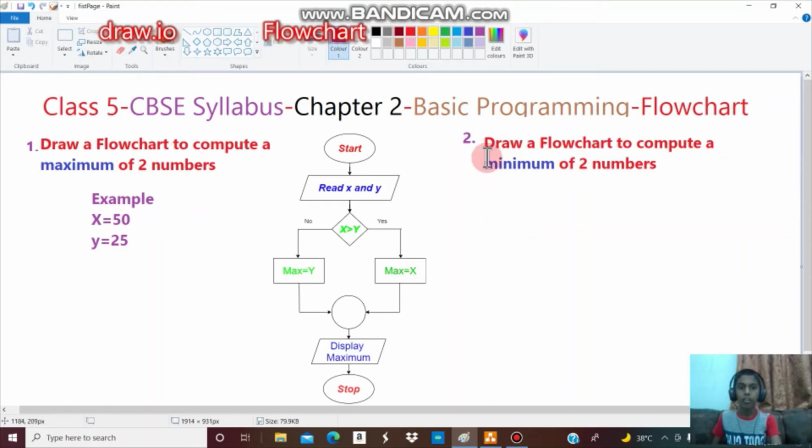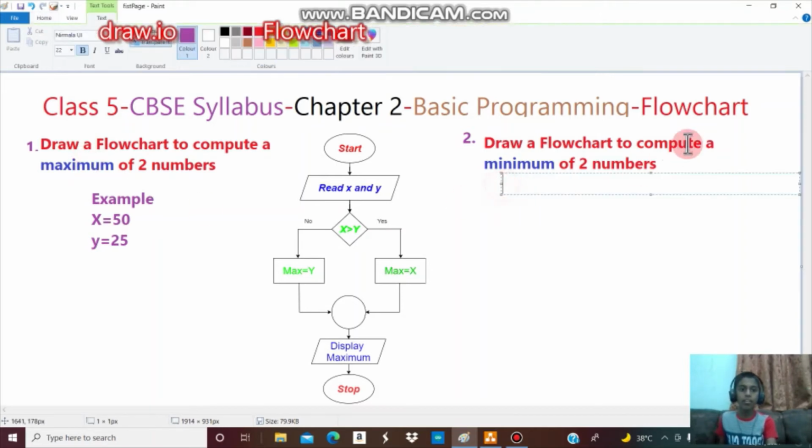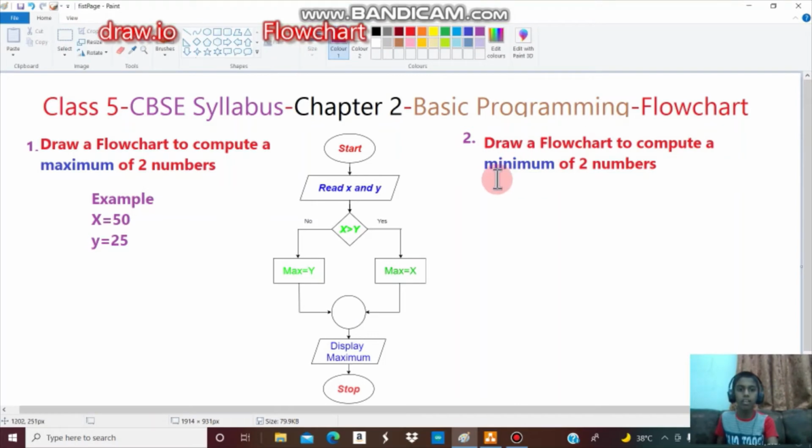The second step is draw a flowchart to calculate a minimum. Maximum means high, minimum means low. So, this shows minimum of 2 numbers. In the first step, we have to draw a flowchart to compute a maximum of 2 numbers. In this step, it's showing that we have to draw a flowchart to compute a minimum of 2 numbers.